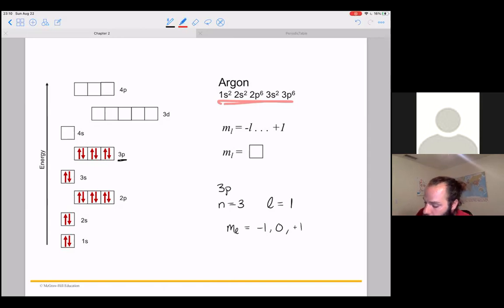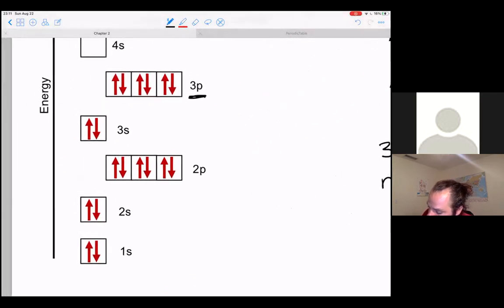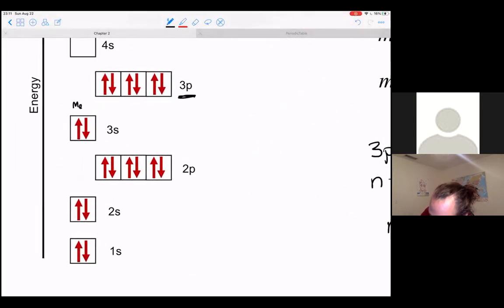In the language of our orbital diagrams, each M sub L corresponds to one of these boxes. When we draw one of these boxes, really what we're doing is indicating a different M sub L value, or magnetic quantum number value. So we could go through and label these with the M sub L values. This box would be -1, this box would be 0, and this box would be +1.